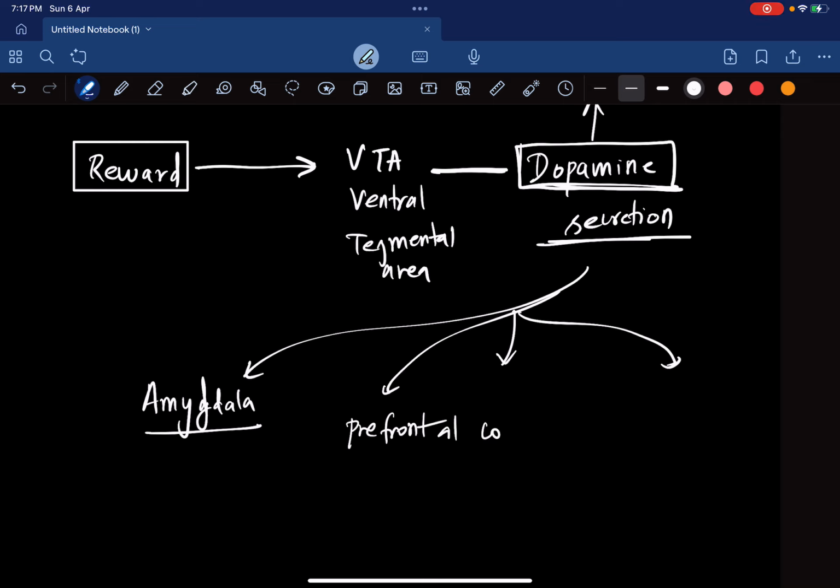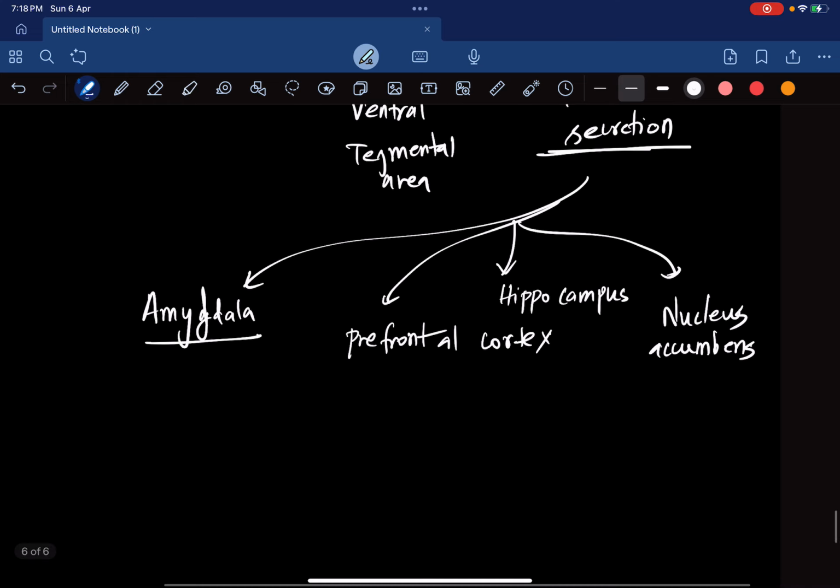The prefrontal cortex. It also activates the hippocampus and the nucleus accumbens. All these may seem like Greek and Latin, so hard to remember. But when we look at the functions, it's going to be much simpler.